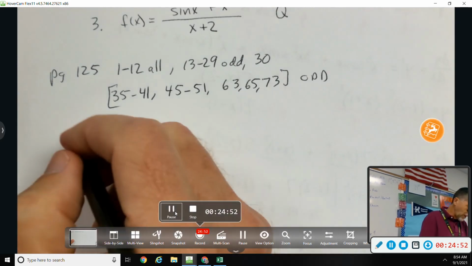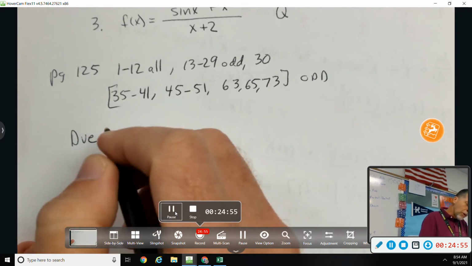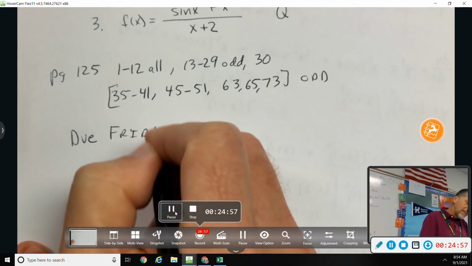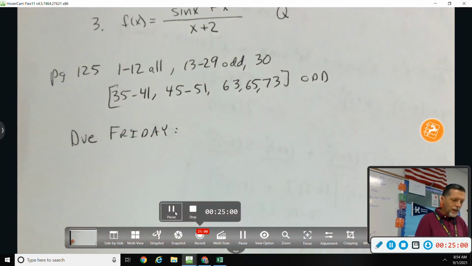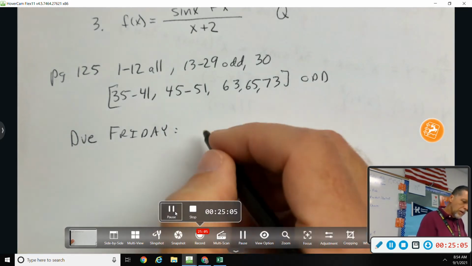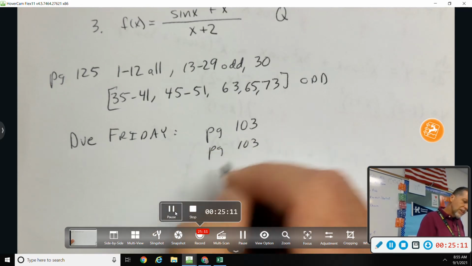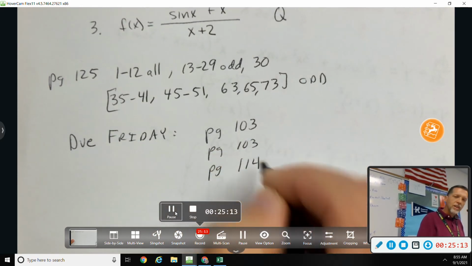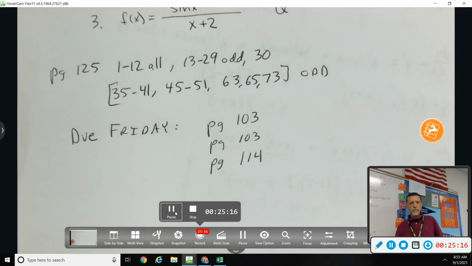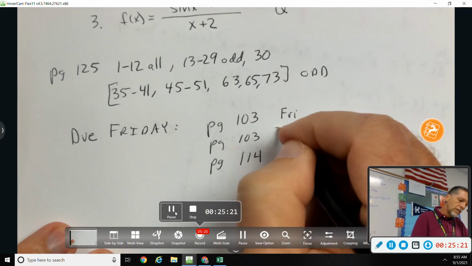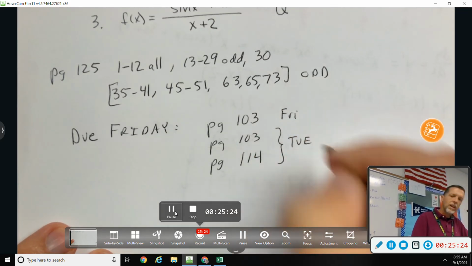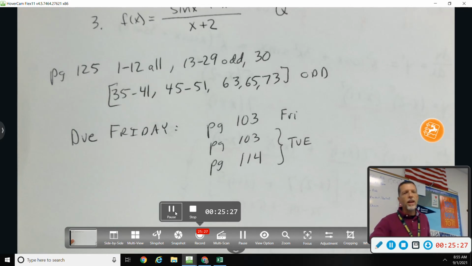So is this part of the stuff that's due on Friday? This is not part of what's due Friday. That's exactly what I was going to say next. So what's due Friday is the stuff up to that. That's the short way to say it. The more official way to say it is page 103 twice and page 114. Page 103 from Friday and 103 and 114 from Tuesday is what's due on Friday. So give page 125 a try, but it's not due Friday. We'll go over it Friday.